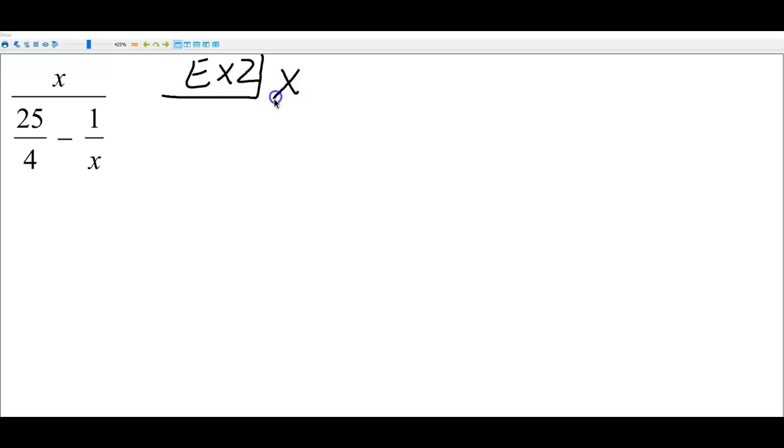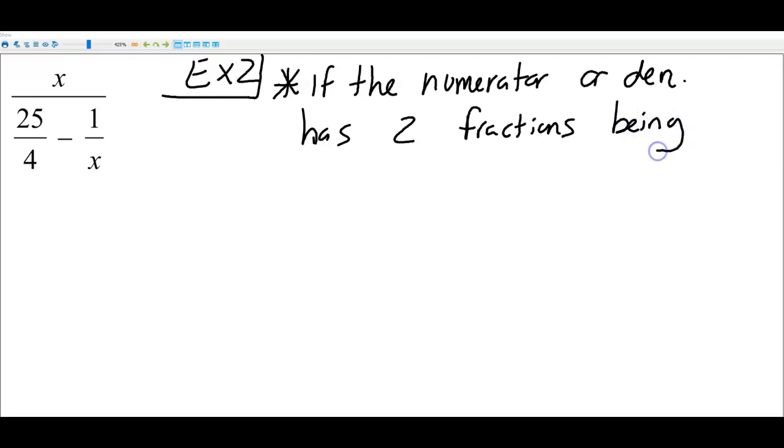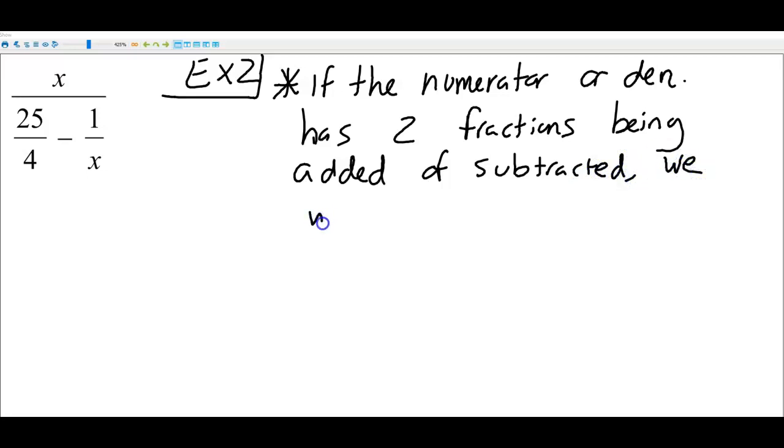So here's a little note that I would encourage you guys to write. If the numerator or denominator has 2 fractions being added or subtracted, we will first add or subtract them.